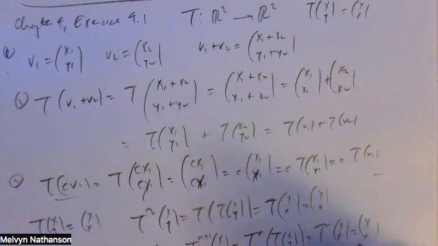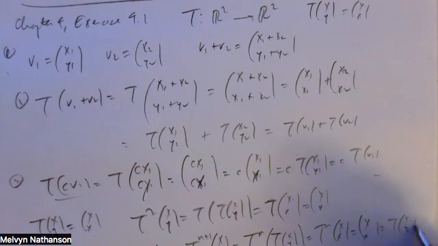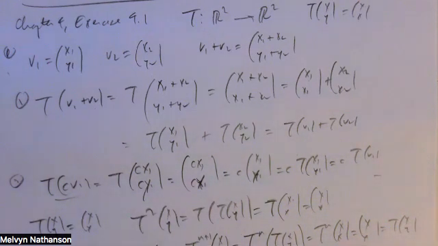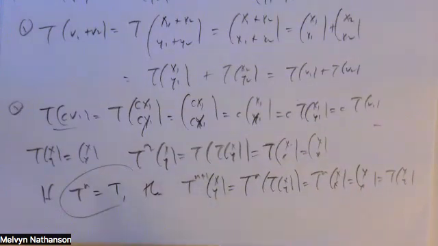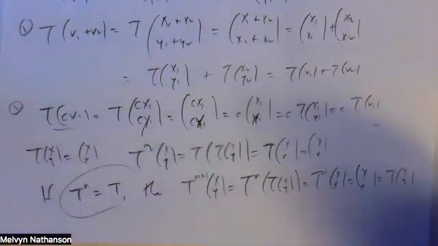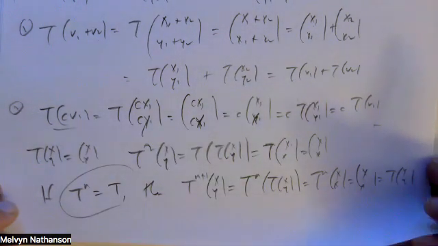Which is T of (x, y). So T to the n equals T for all n, just because it's such a simple linear transformation. Right. Does that make sense? Is that okay? Yeah, it's good. Thank you.